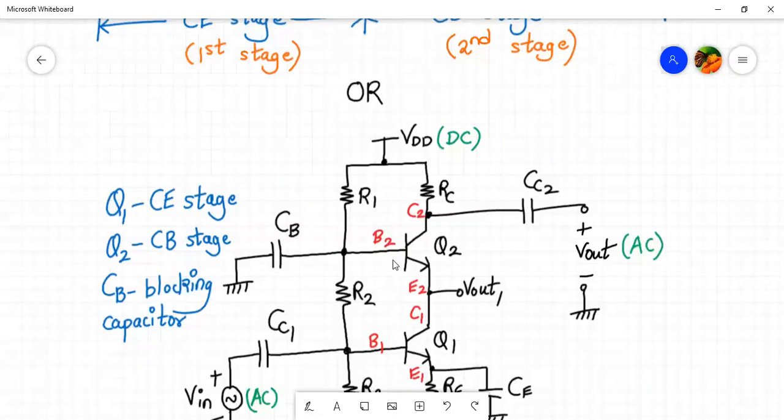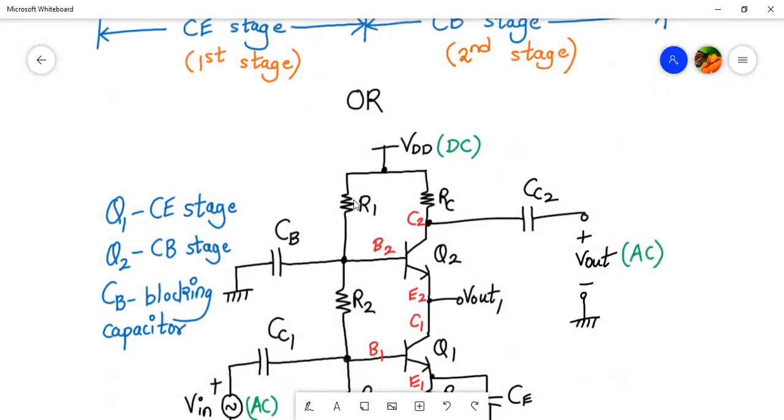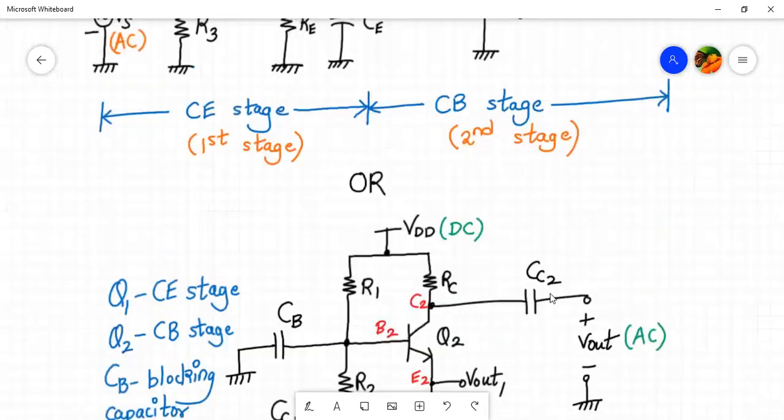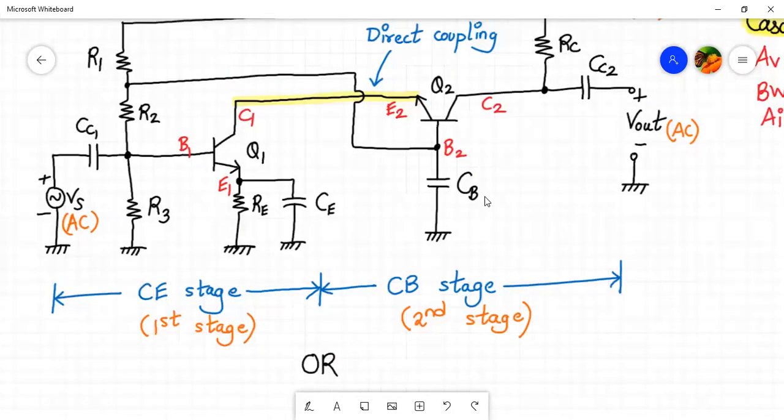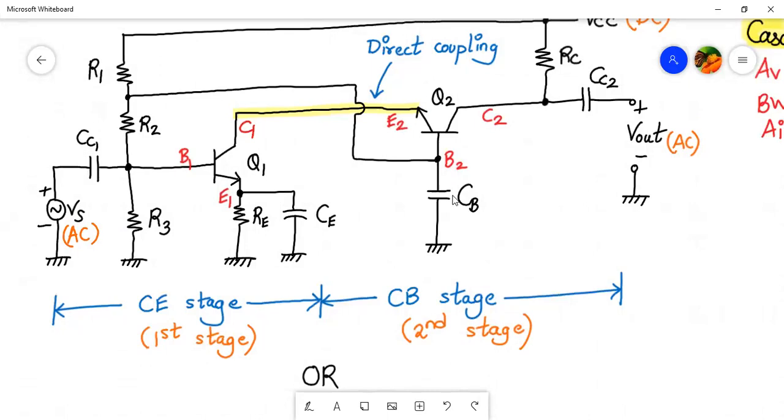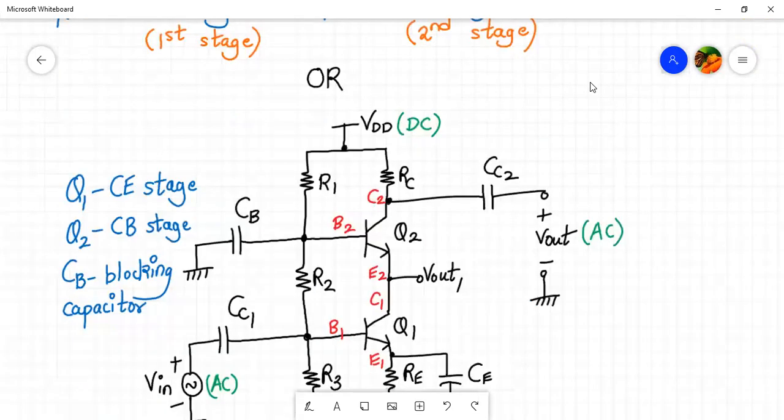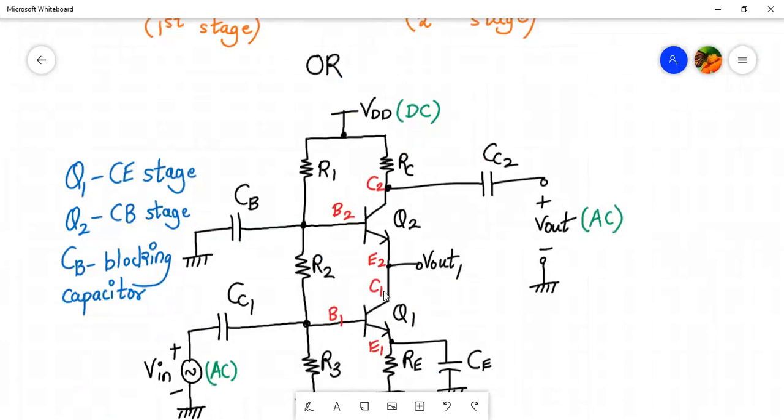So here it is. For Q2, above we have R1, and below we have R2 and R3. Also from the base 2, we have CB capacitor going to the ground, where CB is the blocking capacitor, right? And also E2 is connected to C1. C1 is the collector terminal for Q1, and E2 is the emitter terminal for Q2. So as you can see over here, E2 is connected to C1.